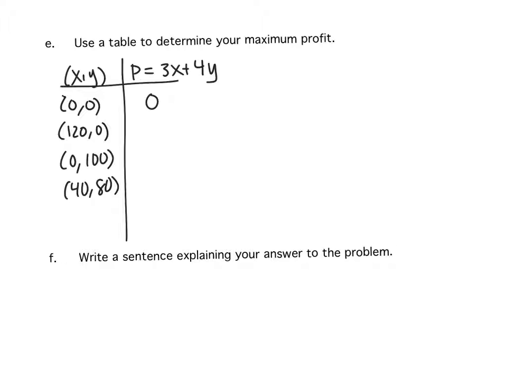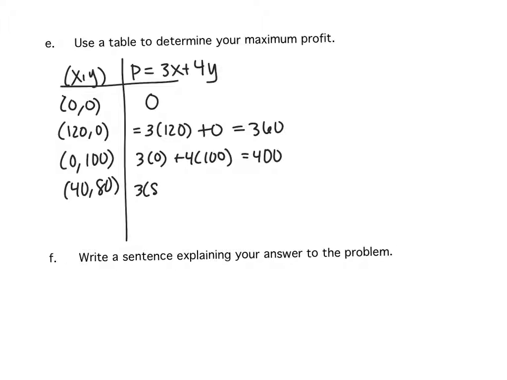0, 0 is going to give us 0. This one will give us 3 times 120 plus 0, which is 360. This will give us 3 times 0 plus 4 times 100, which will give us 400. Bottom one will give us 3 times 40 plus 4 times 80. So this is 120 plus 320, which is 440.